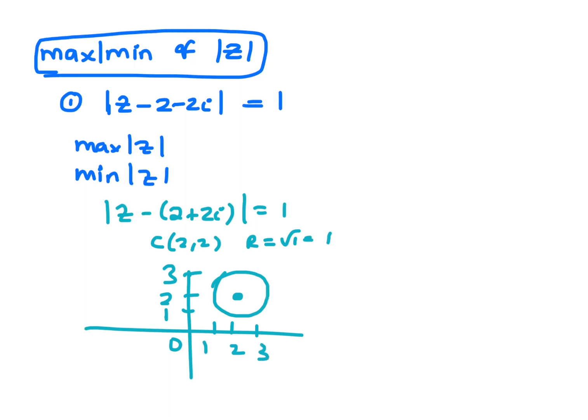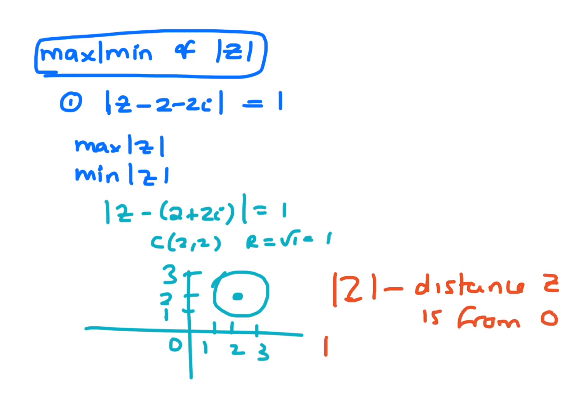Now mod z just means the distance that z is from 0, because it's like having z minus 0. That means the distance from 0. So here's 0, and what z basically does is move on this circle around here. We want to find when z is moving on that circle, when is it at its shortest distance and furthest distance. When I draw this line, that would be the maximum of mod z.